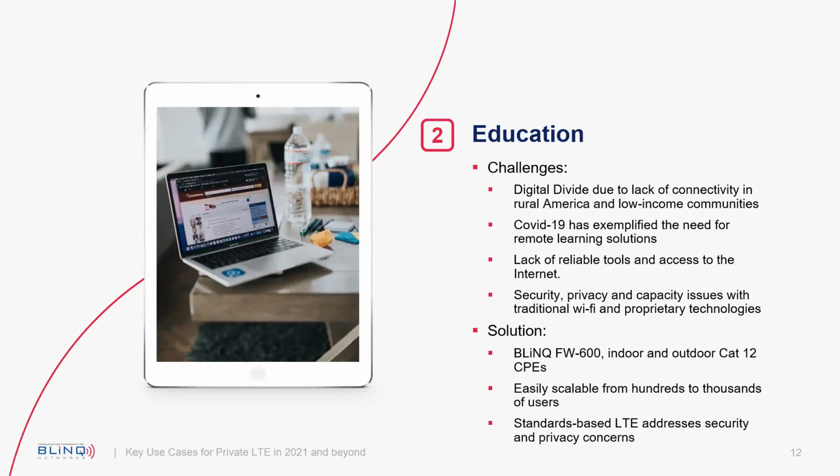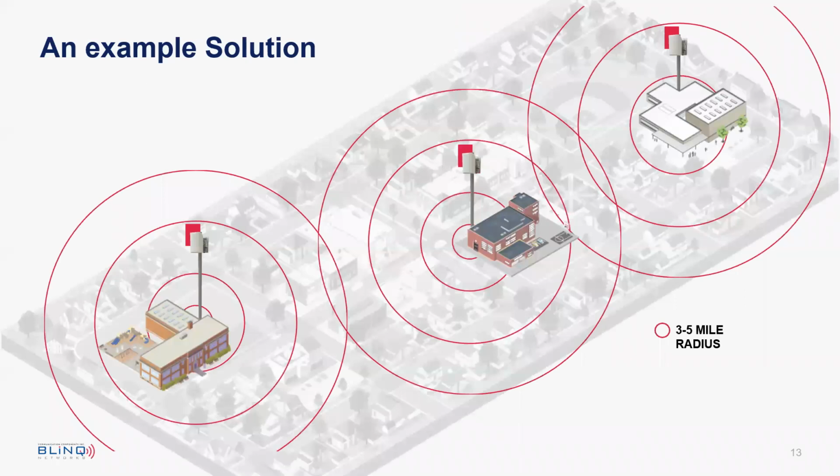On this next slide, this shows an example of what I just talked about, with the base stations deployed at the school. Depending on the radius, if the student's home was closer to the school, they would have an indoor CPE. If it was further, they could utilize the outdoor CPE and connect via Band 48 CBRS onto the school's private network.